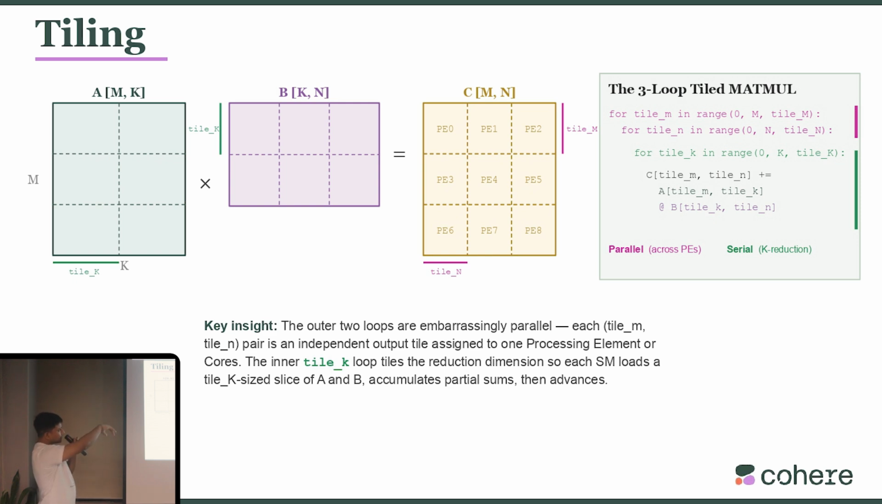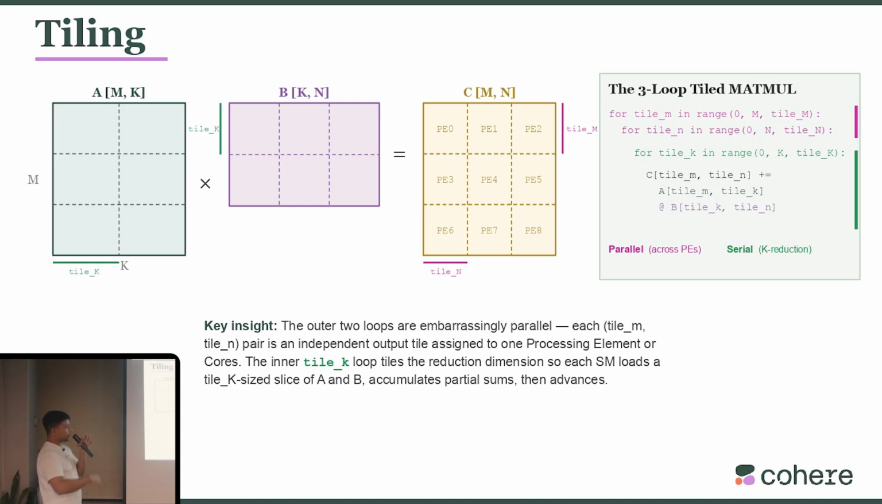So in this case, each PE is computing tile M cross tile N, and you are going across the rows of A and columns of B in the form of tiles of K. The key insight is the outer two loops are embarrassingly parallel. You can distribute it to cores on CPUs or SMs on GPUs, and we'll take a look at what SM means in terms of GPUs.